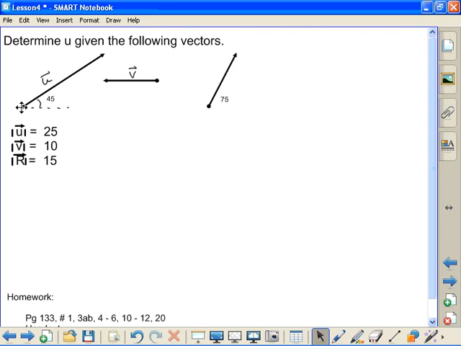Let's actually change this to vector w. All right, and we'll make this the resultant. So what I've done is I've given you two of the vectors. We're looking for the third one that gives us that particular resultant. Just as an aside, let's talk about adding, subtracting three vectors.